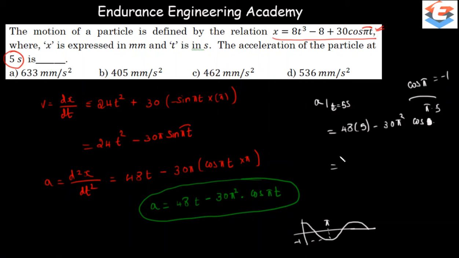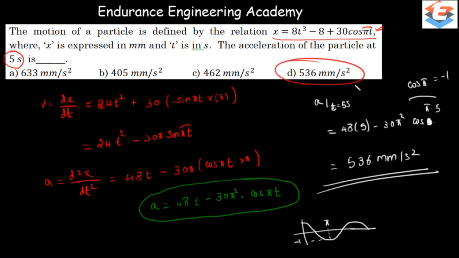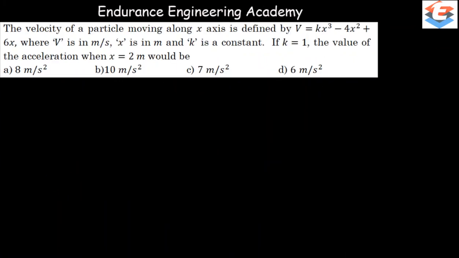Now do the calculation, and if you do it, you will be getting 536 mm per second square because it is acceleration, right? So the correct answer was option D, 536 per second square. Right, let us go for the next question.